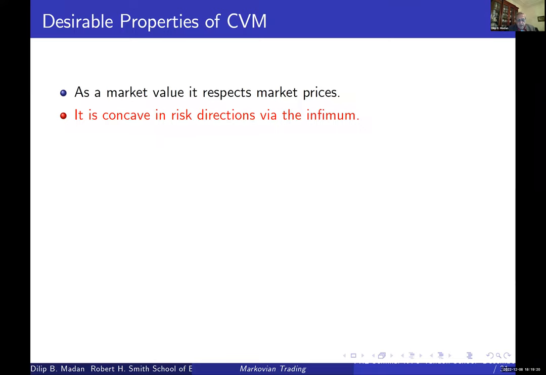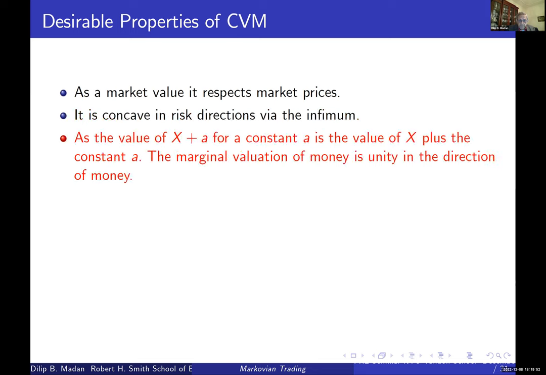And more intuitively, if you have X and it's very risky, but if you added to it minus X, well, then obviously the risk is gone. And so there are hedging benefits of putting things together, which is recognized by the concave objective function defined as the infimum of expectations. And being concave, it's a good thing to maximize. Okay, so that's also an attribute in its favor.